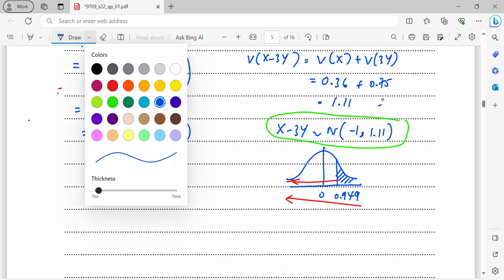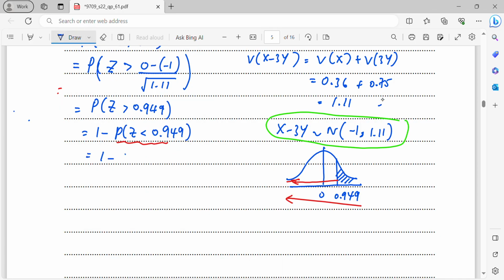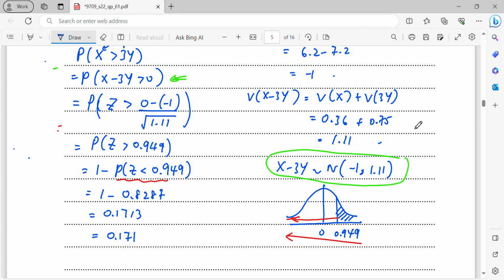Then now you can just read the table. It will be 0.8287. And now I calculate this value, it will be 0.1713. Now I round up to 3 significant figures. It will be 0.171. So that is the probability requested in this question.